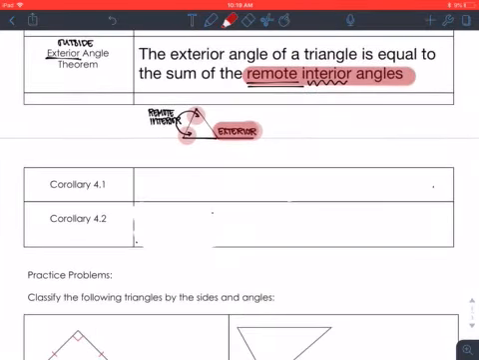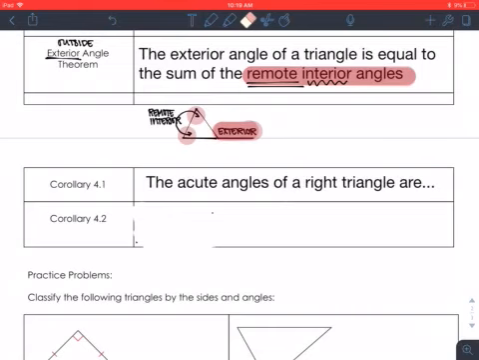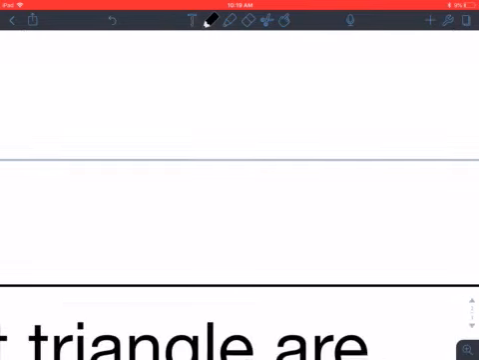Now, our last two corollaries, so corollaries are like little parts of theorems. I would normally have you guys fill in what the definitions are once we've established them, and I'm going to kind of do it here. So if you notice here with corollary 4.1, I have not finished this because I want to explain it first. So corollary 4.1 is focusing on the acute angles of a right triangle. So there's a connection between them.